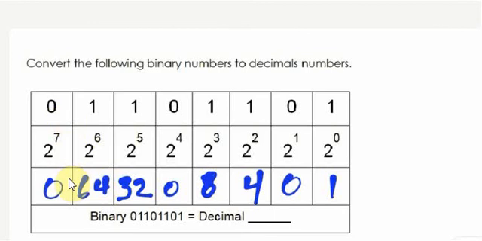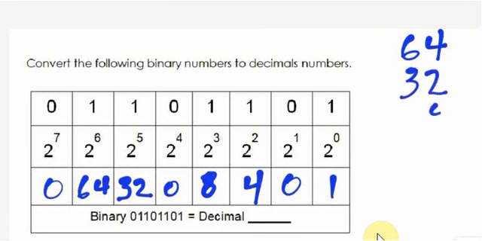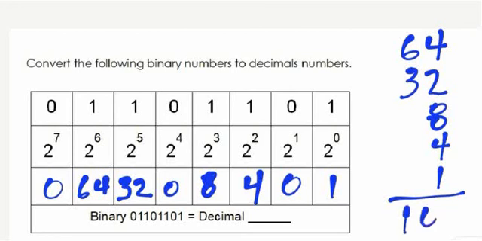So basically, we found each value in decimal, and then what we're going to do is go over here and add these up. If we add these up, that will determine what the decimal value is of this 8-bit binary number. So we're going to add these together, and once you add these together, you get a total of 109. So we figured out that binary 01101101 has a decimal value of 109.